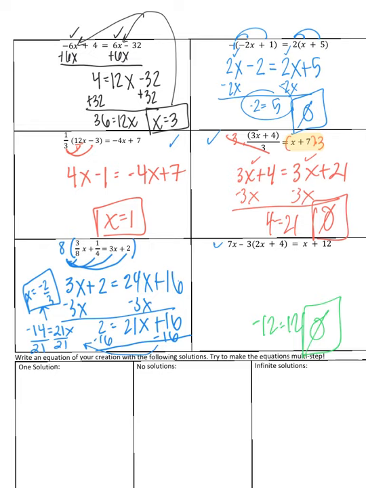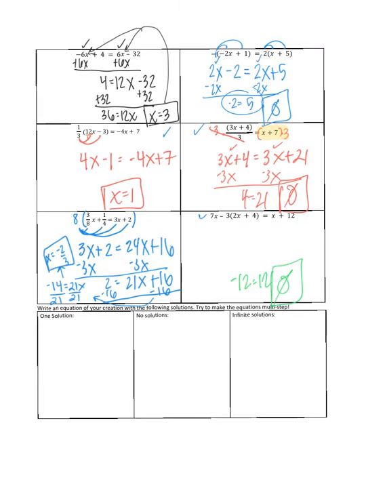I want you to pause the screen and try out these problems at the bottom. I want you to write an equation of your creation with each of the following solutions. Try to make the equations multi-step. So I want you to try to create an equation that has one solution, no solutions, and then infinite solutions. You cannot use the equations that have been written up before there. Go ahead and give that a shot.